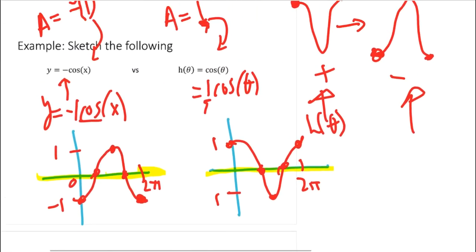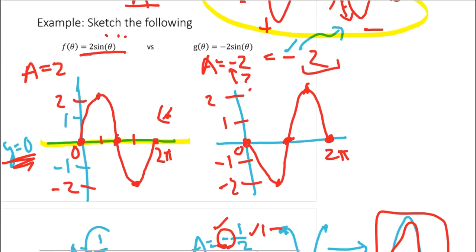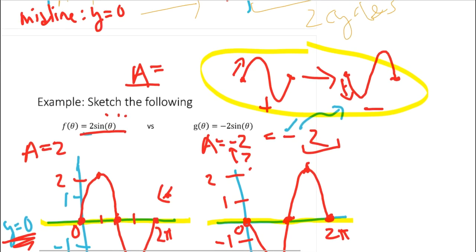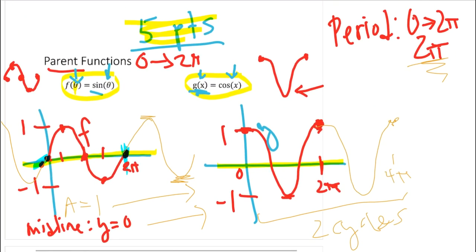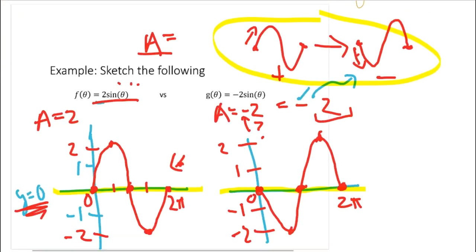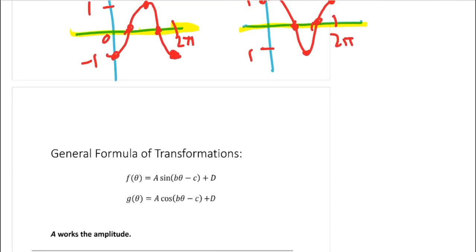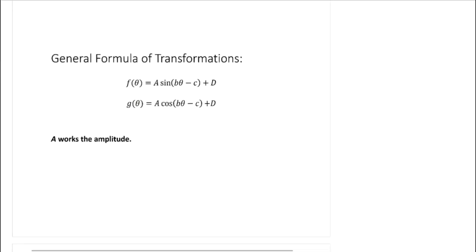Notice for all these examples, the midline highlighted in yellow is always, sorry, I forgot to do this one, is always the x-axis, and I chose those very specifically because I only wanted you to see how A works, right? How does A change the equation or the graph, okay? So A works the amplitude when there's no other numbers like B, C, or D.